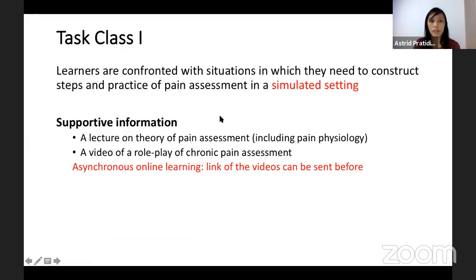So in task class 1, learners are confronted with situations in which they need to construct steps and practice of pain assessment in a simulated setting. And as supportive information, we provide a lecture on the theory of pain assessment, including pain physiology, and a video of a role play of chronic pain assessment. And this can be made asynchronous online learning by providing the link of the video for the students. The students can access the video beforehand.